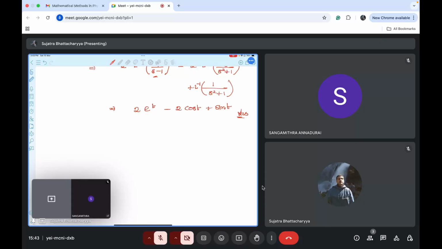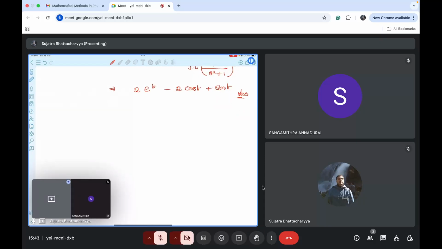Okay, fine. The next one is how to solve ODEs using Laplace transform. So, ODE solving. I have some 2 questions that will be easy. ODE solving using Laplace transform.